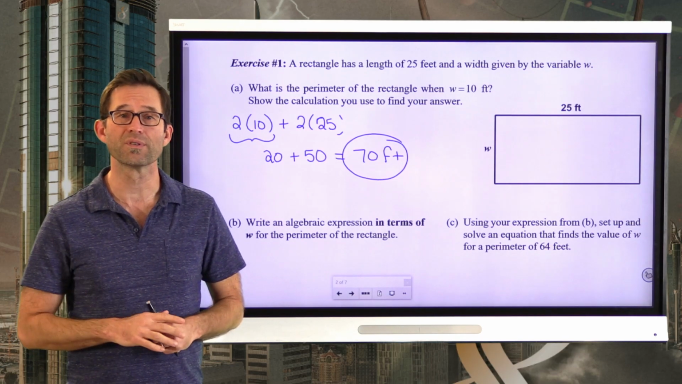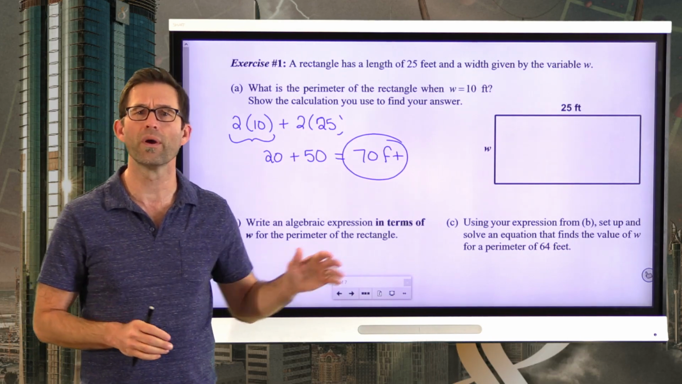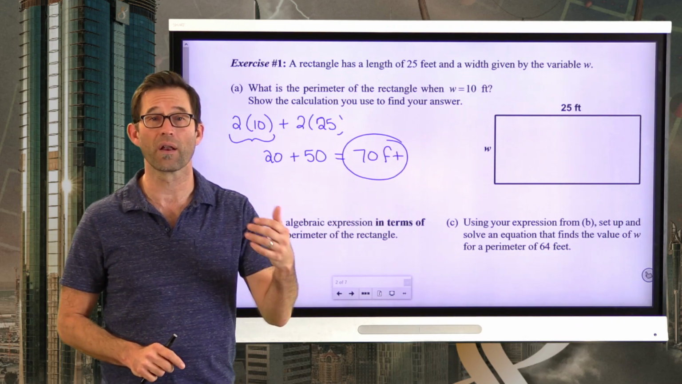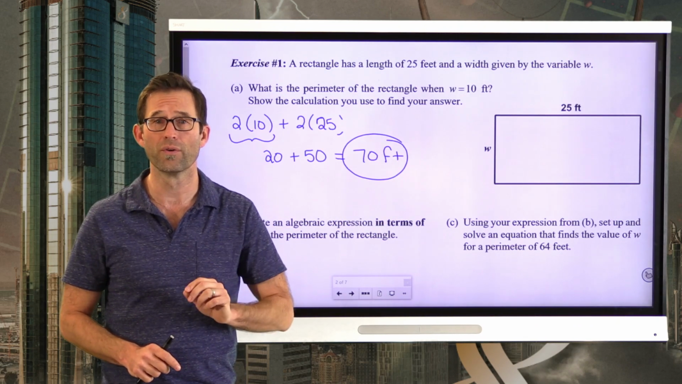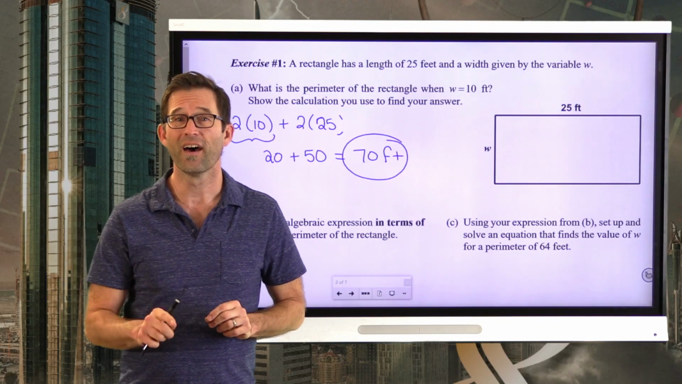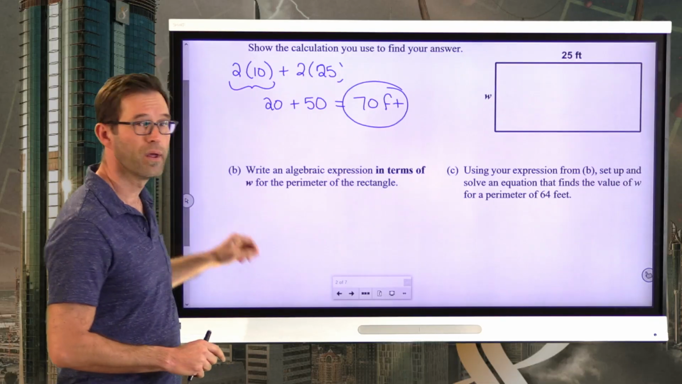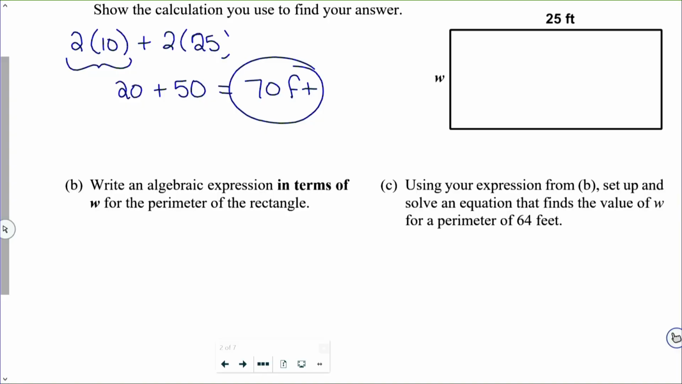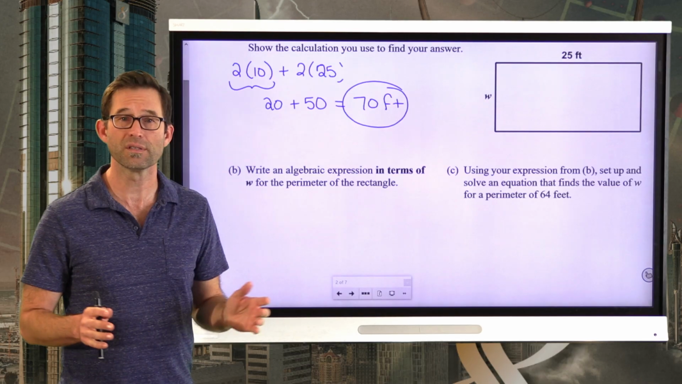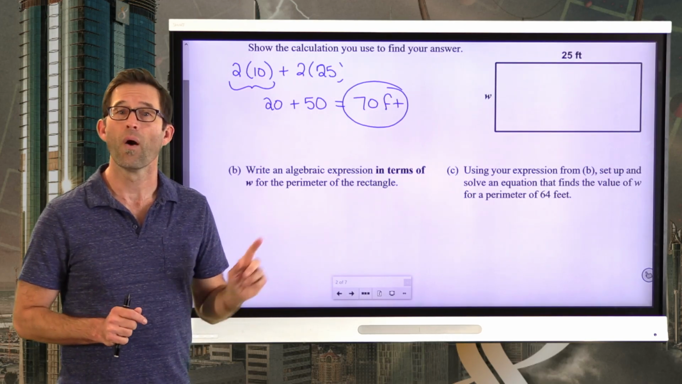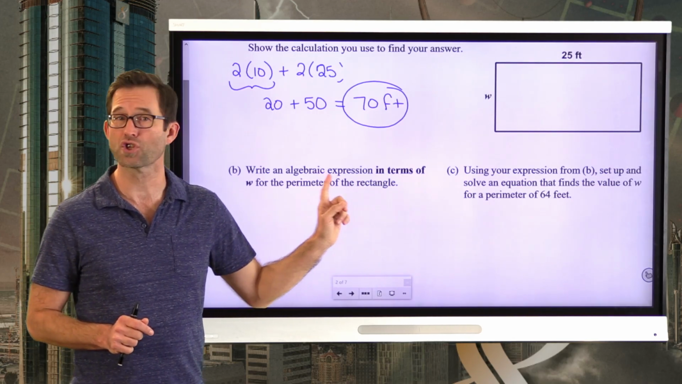But it's always important to make sure that you understand what you're doing when you know all the numbers, so that when you move to a situation where you've got a variable involved, you know what you're doing there as well. Given that, let's take a look at letter B. I want to keep the picture on the board, but letter B says, write an algebraic expression in terms of w for the perimeter of the rectangle. Now, this is very important. Language in mathematics is important. Write an algebraic expression, not an equation.